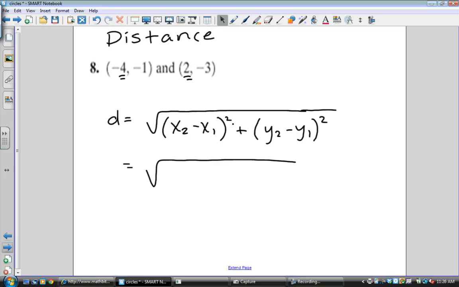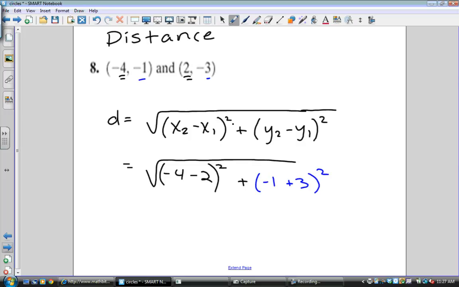Okay, so x2, I'm just going to call it negative 4. So we'll get negative 4 minus 2 quantity squared. Okay, now let's plug in our y's here. So our y's, we have negative 1 and negative 3. So they'll give me negative 1. Now, minus negative 3 would really make that say plus 3 quantity squared.